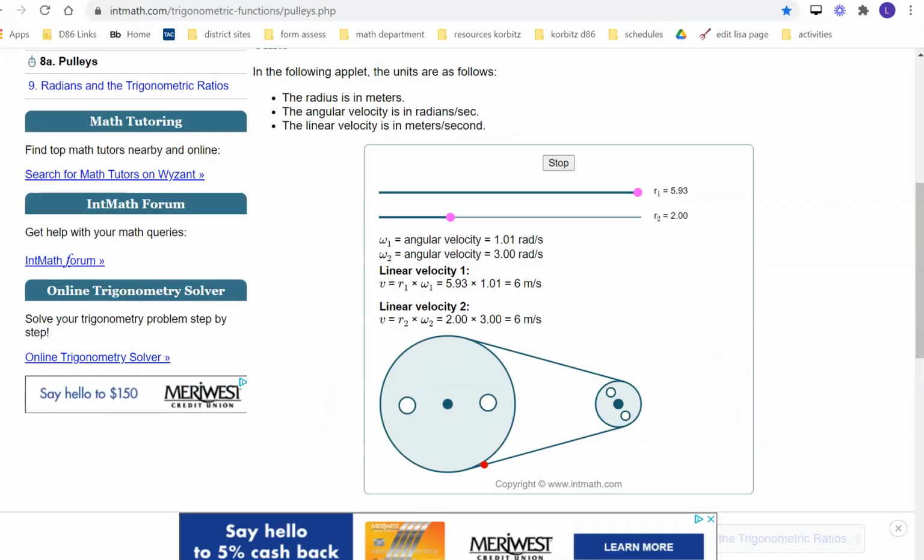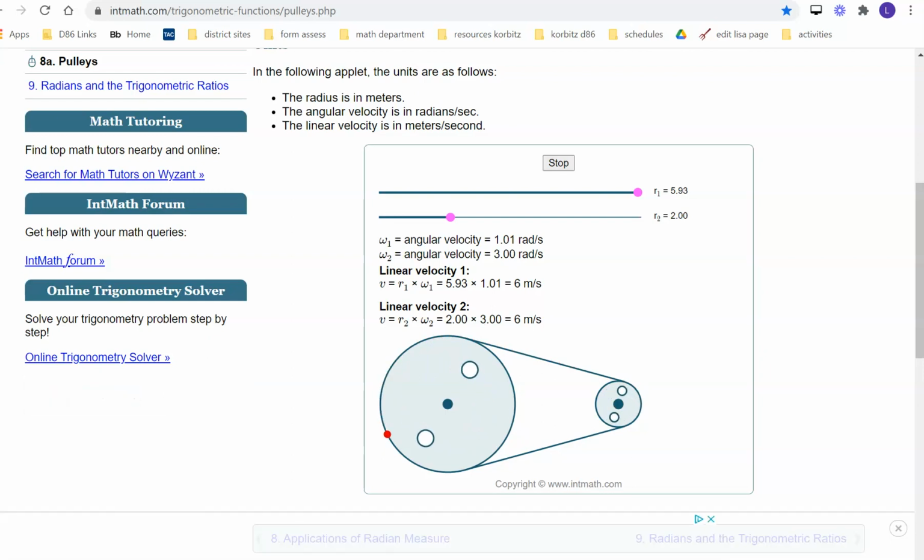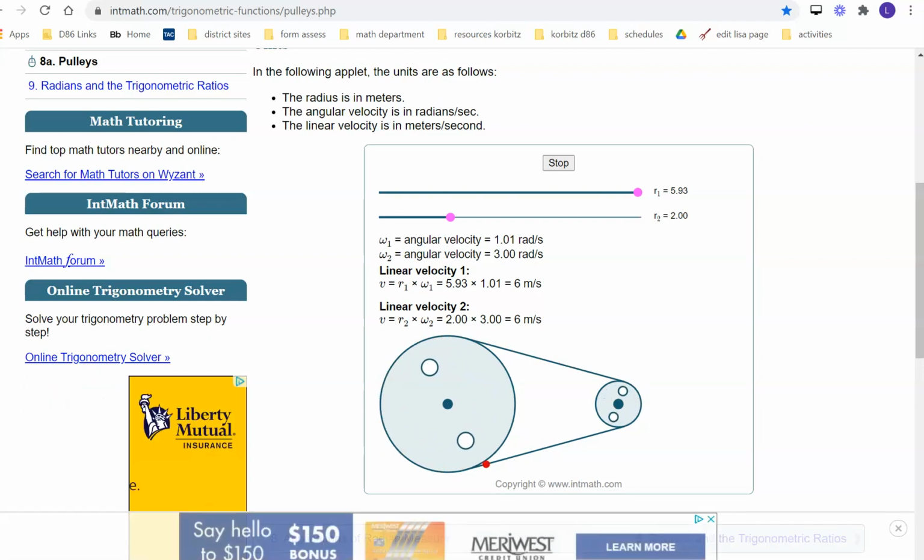Okay, so let's look at the pulleys. So notice that the smaller pulley has the higher angular velocity, and the larger pulley has the smaller angular velocity. However, if you look at the linear velocity, right, these two pulleys are connected. So the linear velocity for the outer edge of both of the two wheels is the same. It has to be, or the belt would break.